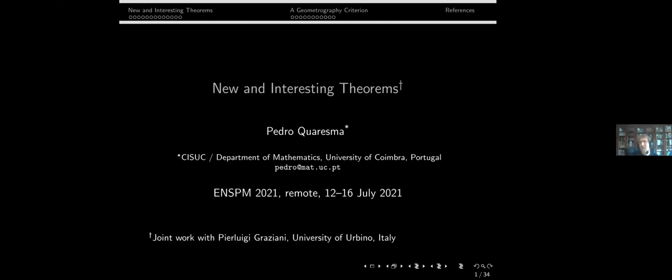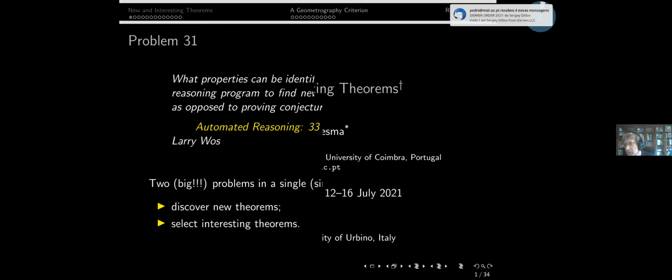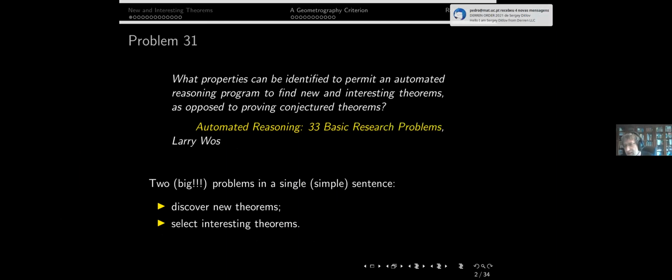Okay. So this is a quite different talk in a certain sense, but it is related to the first one, when the speaker said something about the ATPs only proving theorems. They don't find new theorems. And this is one open problem. Problem 31 of Larry Wos's automated reasoning basic research problems.